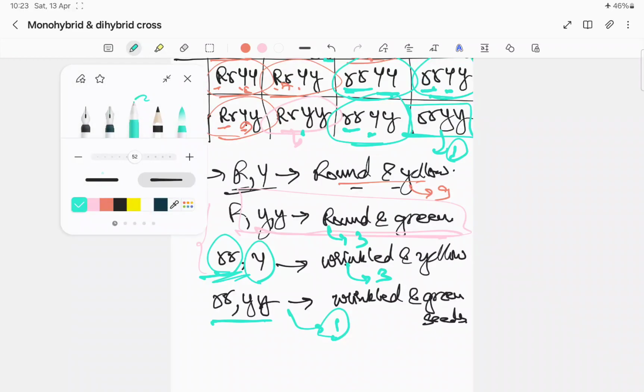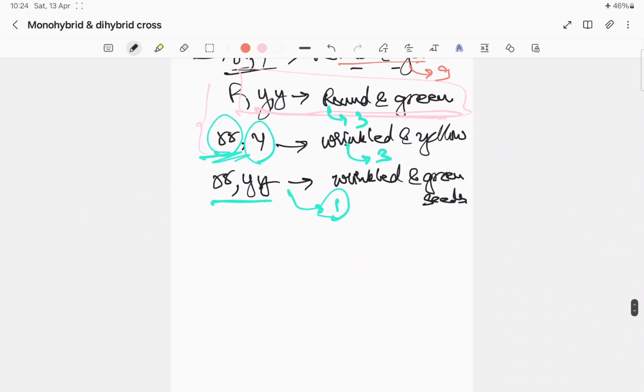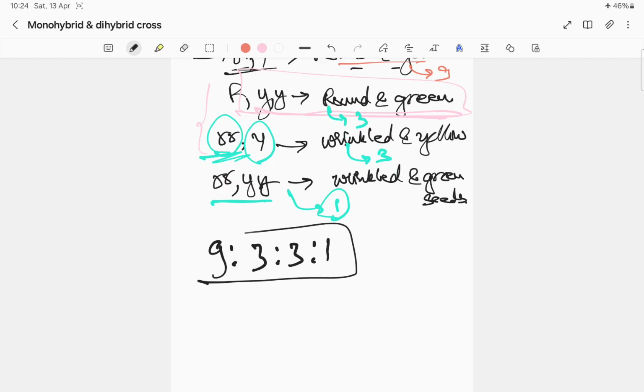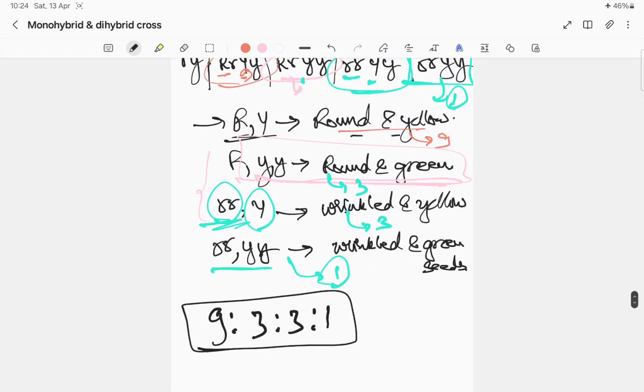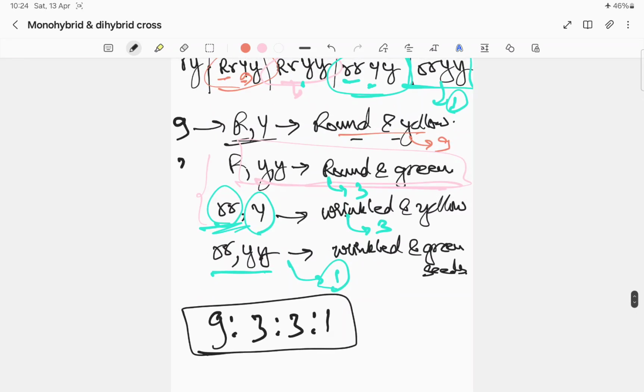So the dihybrid ratio will be 9:3:3:1. This is our dihybrid ratio, right? In this case 9:3:3:1. So this is our normal dihybrid ratio.